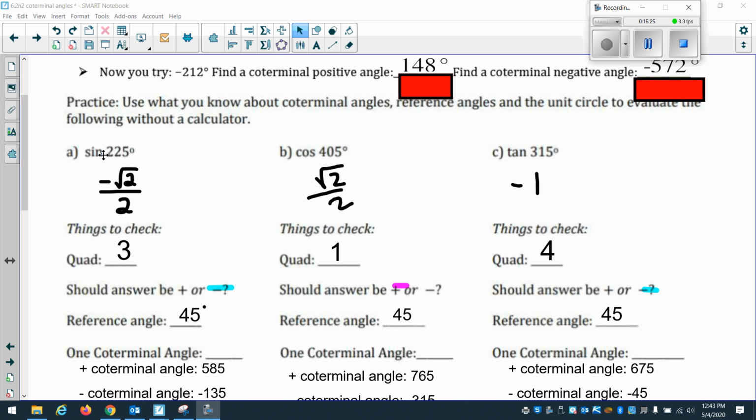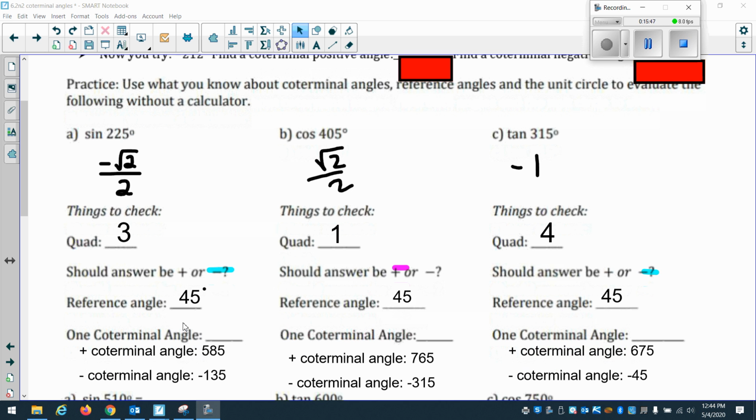Okay, so the sine of 225, that's actually on the unit circle. So 225 is in quadrant 3. Sine is going to be negative, because both sine and cosine are negative there. Sorry, I said positive, but it should be negative, which I have highlighted. Quadrant 3, sine and cosine are both negative. The reference angle is 45 degrees.